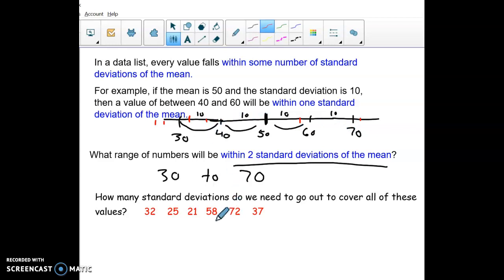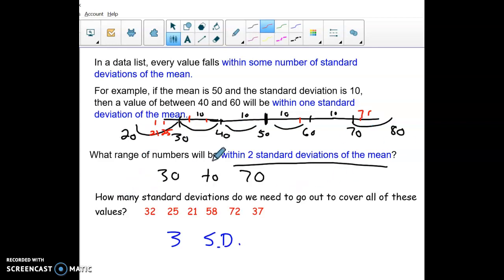Okay, so the answer to this weird question on the bottom here is 3 standard deviations, right? Because if I go down 10 one more time, I'd be at 20. And if I go up 10 more up here, I'd be at 80. And now I've covered all my numbers, right? I covered the 71 that wasn't covered before, and the 25 and the 21 that were not previously covered.